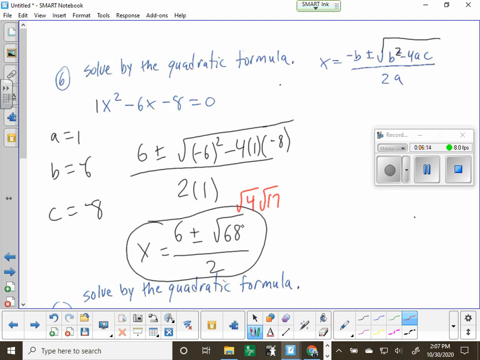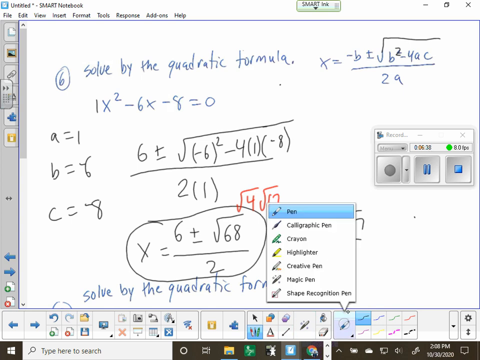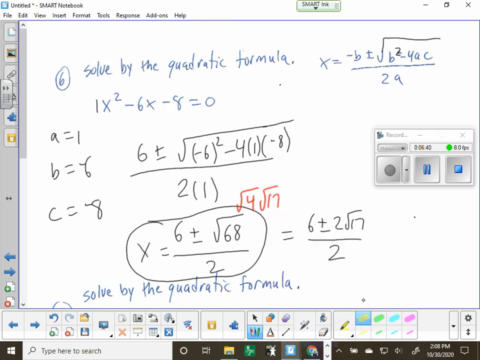So the one that I circled is a pretty decent answer, but we can make it a better answer by simplifying it more. So we're moving on here. So this would be equal to 6 plus or minus 2 square root of 17 over 2, because the square root of 4 is really 2. Now all of these, I keep highlighting these in yellow. These are all divisible by 2, so I can divide them all by 2.